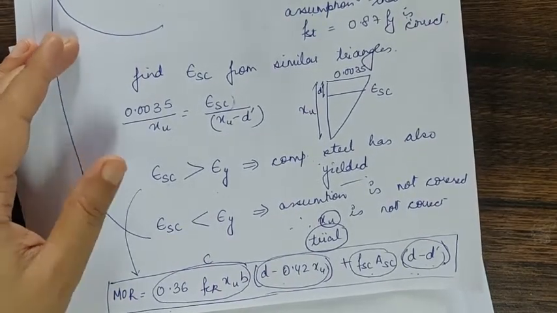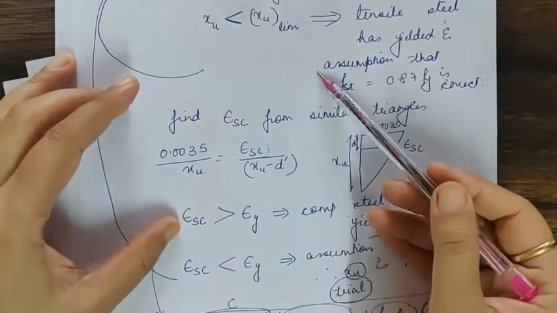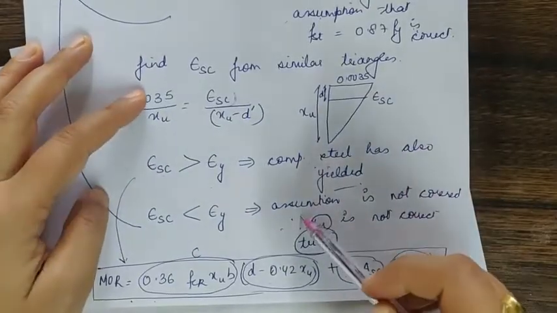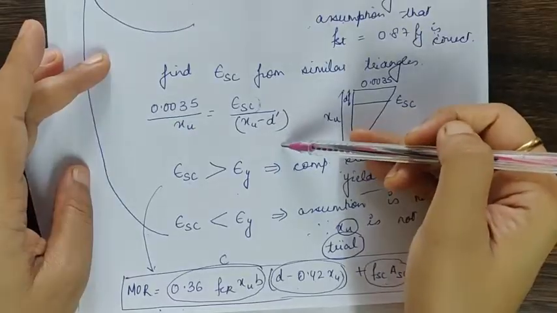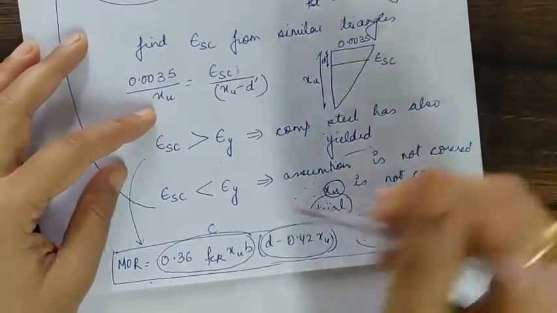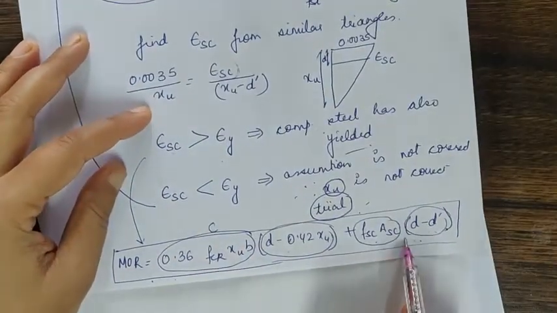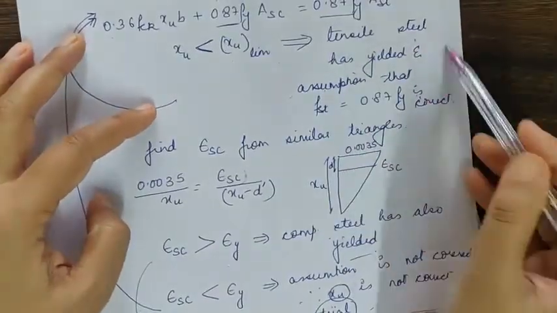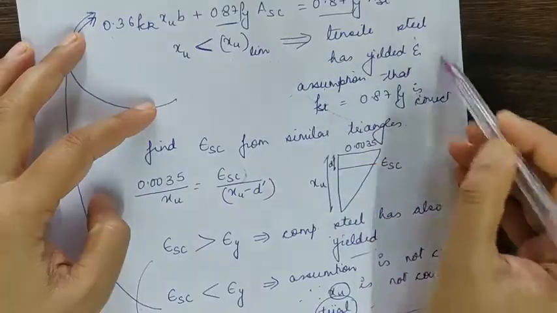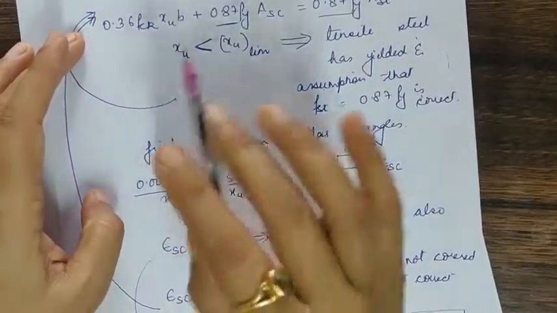But if this assumption is correct and this is not correct, I'll have to go to the trial to get the value of XU. Once I get the value of XU, I'll again go to this step. Third possibility is this assumption is not correct. Again, if this assumption is not correct, I'll have to go to the trial.